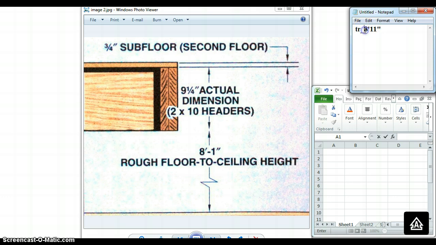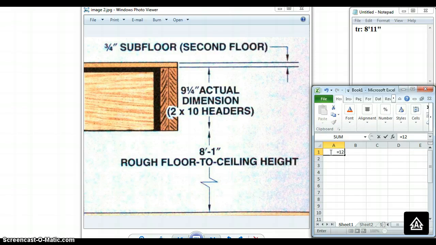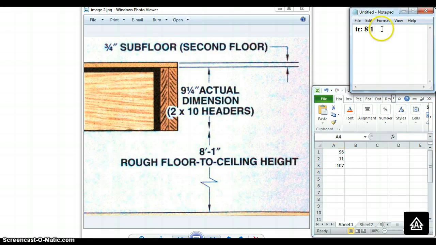Next, we need to convert that 8'11" into inches. So what we'll do is multiply 12, because there's 12 inches in a foot, by 8. That'll give us 96 inches in 8 feet, plus our 11, gives us a total of 107 inches. So our total rise, mark it at 107 inches.